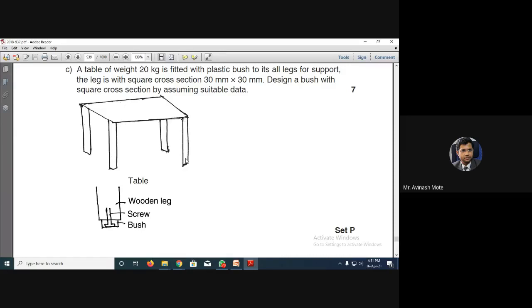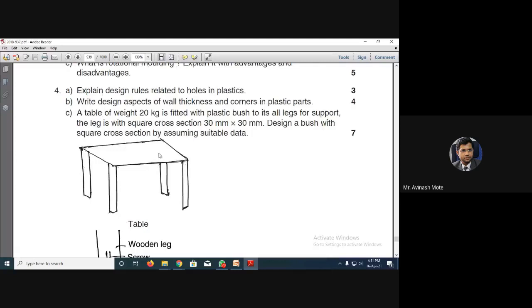Same process: calculate the stress. Now what is given? 20 kg weight of table. You can add an average weight. Just for example, a 60 kg weight is kept on the table, and the total weight will be 80 kg. Per leg weight will be 20 kg, and go for the analysis. That's how the simple questions are.